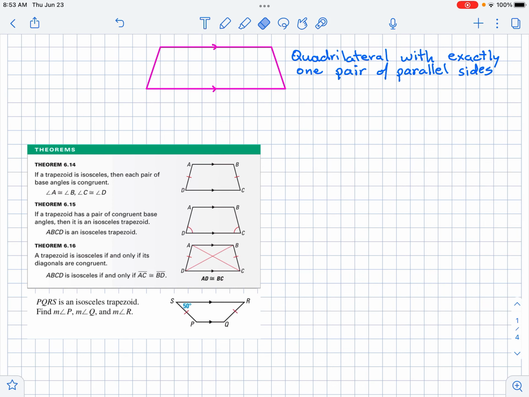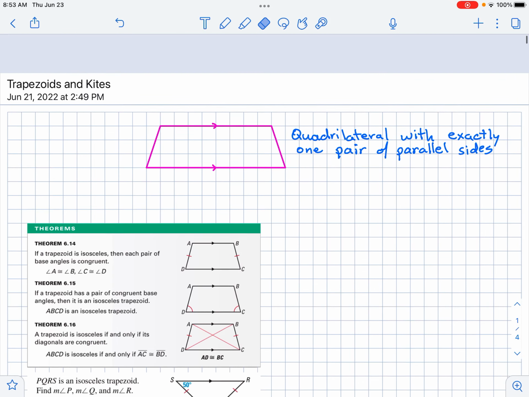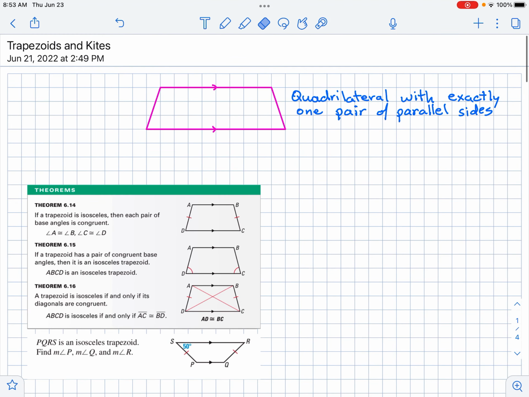Now we're going to continue our discussion on quadrilaterals by looking at two types of quadrilaterals, the trapezoid and the kite. Now first, the trapezoid. A trapezoid is a quadrilateral that has exactly one pair of parallel sides. Exactly means no more, no less. So this is an example of a trapezoid.